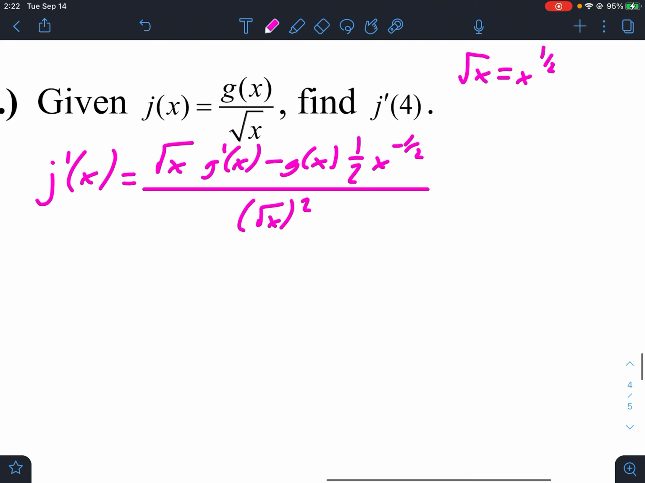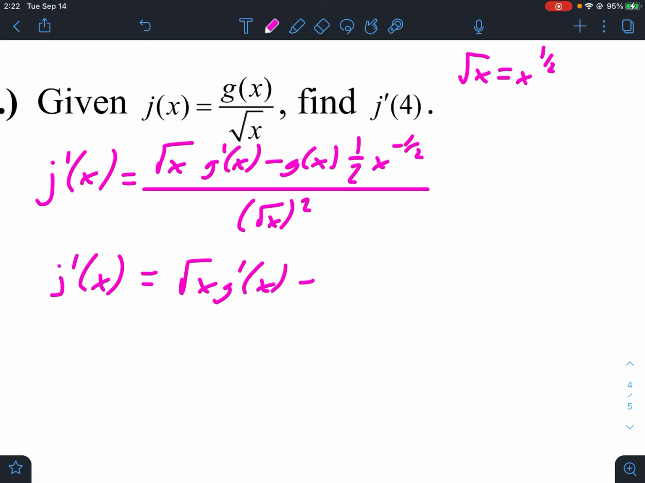Now, before we find j prime of 4, it might be a good idea to rewrite this a little bit. So j prime of x is equal to root x g prime of x minus, and if I rewrote this second part over here, it would be g of x times 1, which is g of x, over 2x to the 1/2, or 2 root x. And that's all over root x squared, which is just x.